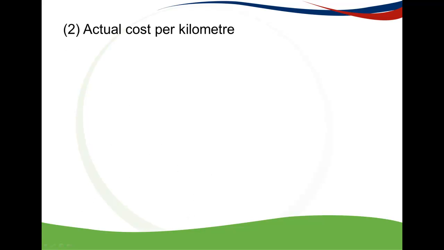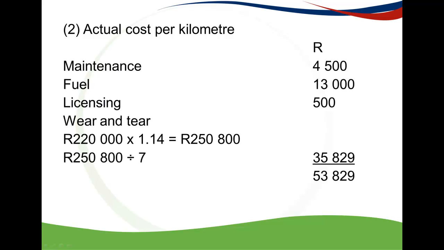Our second step is to go and calculate the actual cost per kilometre. So for that, we can take the cost of maintenance, fuel, licensing, wear and tear, finance charges, etc., add them together to get to a total actual cost. But we want to get to the actual cost per kilometre. So they told us that the maintenance cost was 4,500 Rand, the fuel was 13,000 Rand, and the licensing fees was 500 Rand. The wear and tear, we need to take the cost of the car, including that, and we're going to go and divide it by 7 years.